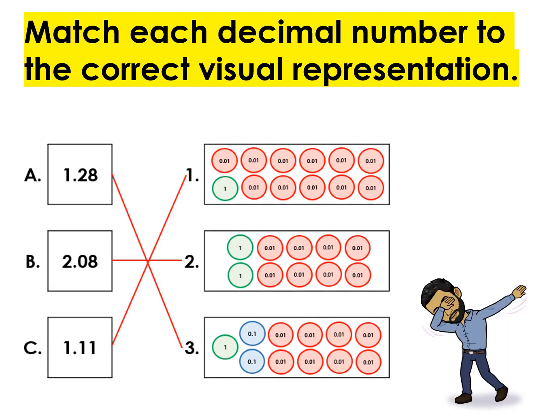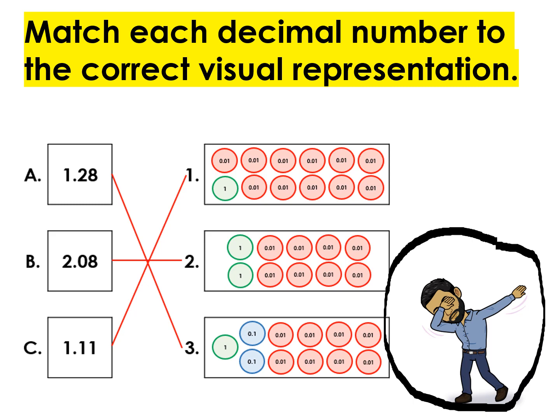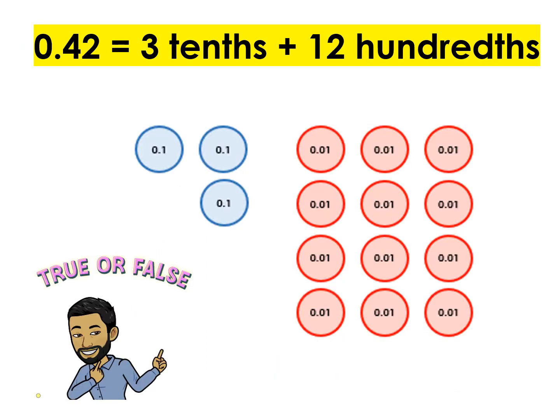Okay, let's have a look and see what you've done. So we've got A matches with 3, which is 1.28. B matches with number 2, and C matches with number 1. And again, you can see if you've got that right, I am dabbing over here. Next one. So this is a simple one, true or false.